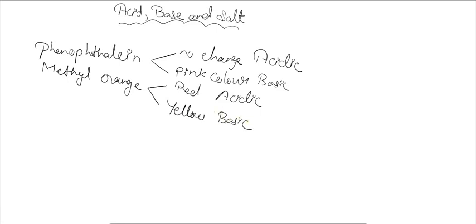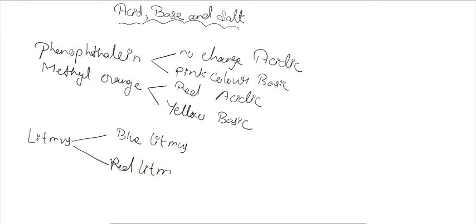Like this, there is litmus paper. Two colored litmus papers are there: blue litmus and red litmus. How are these litmus papers formed? They are formed by using a dye. This dye is made from a saprophytic organism known as lichens.